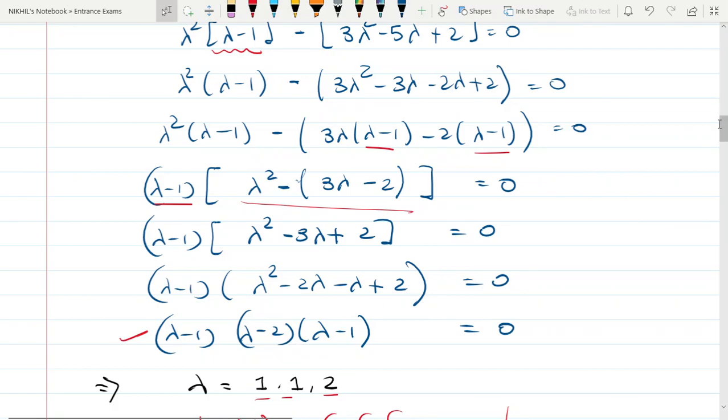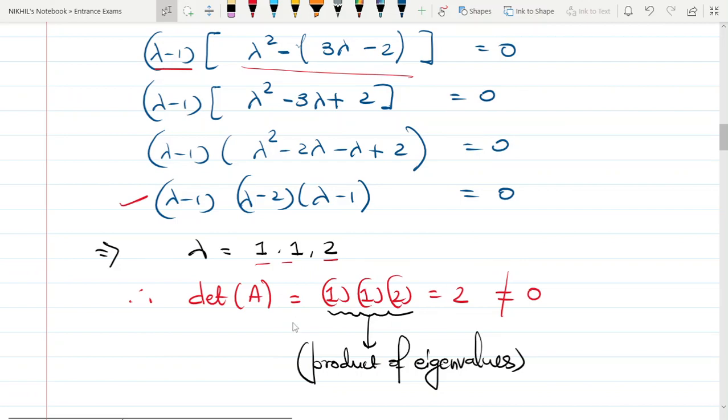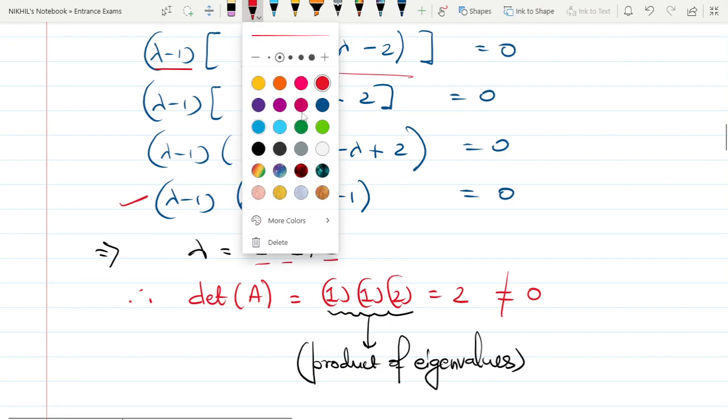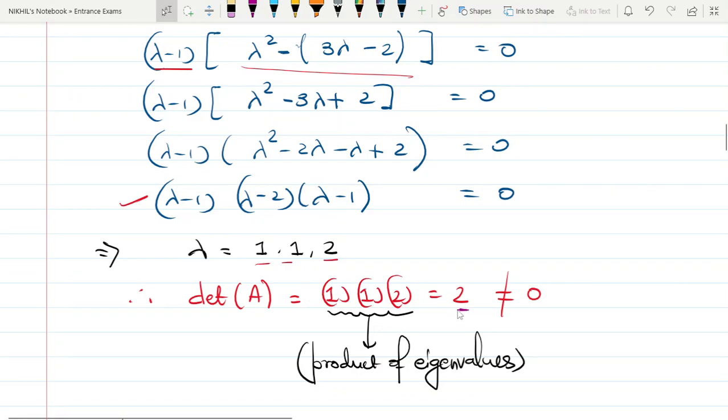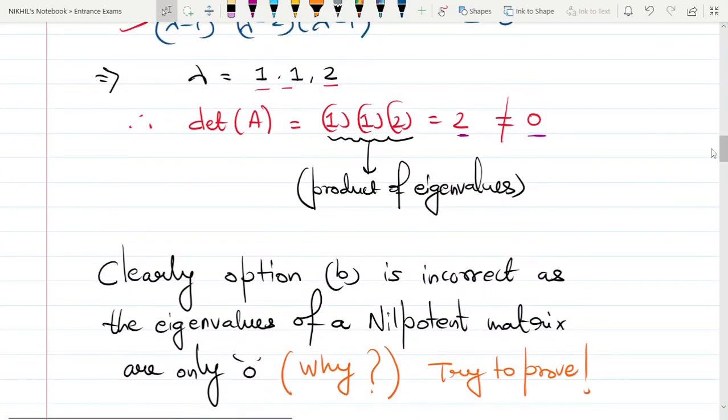Now we know that the determinant of any square matrix A is given by the product of its eigenvalues. Since these are our three eigenvalues 1, 1 and 2, the determinant is given by the product of these three, which is simply 2. So of course the determinant is non-zero. Just from this observation that all the eigenvalues are non-zero, we can easily discard option B, that the matrix is nilpotent, which is going to be incorrect.